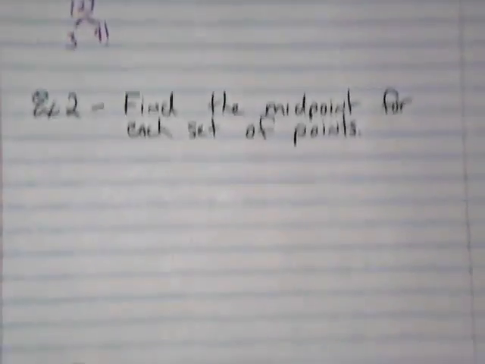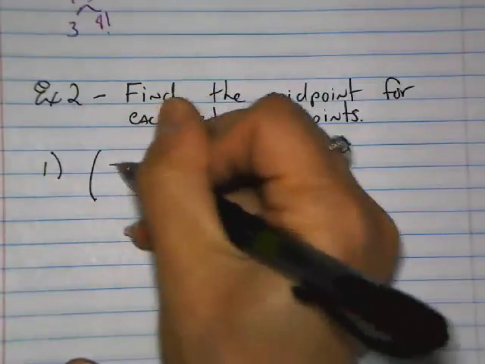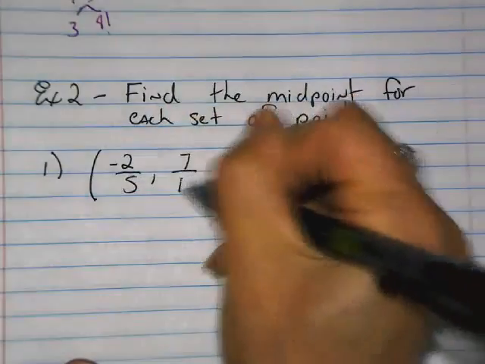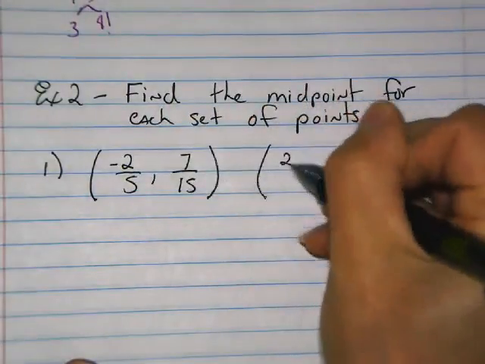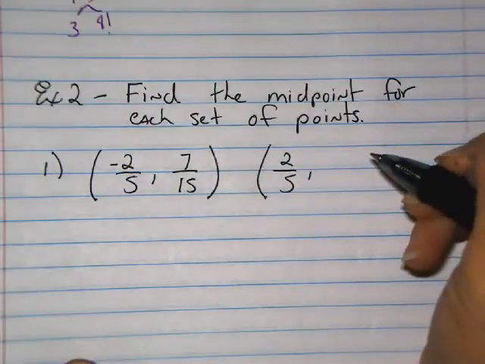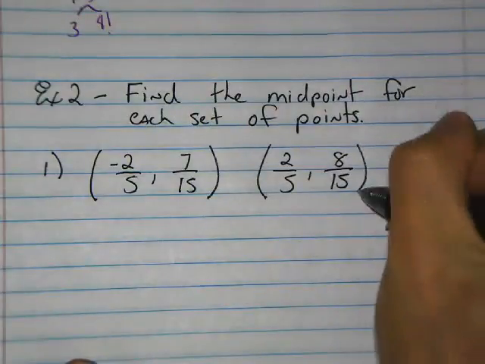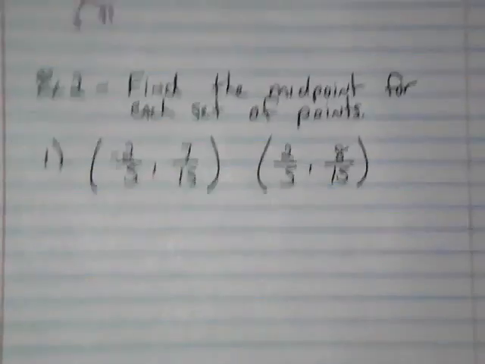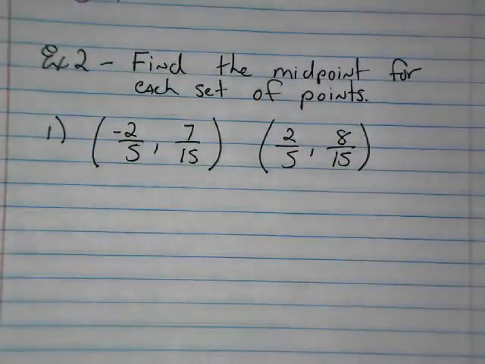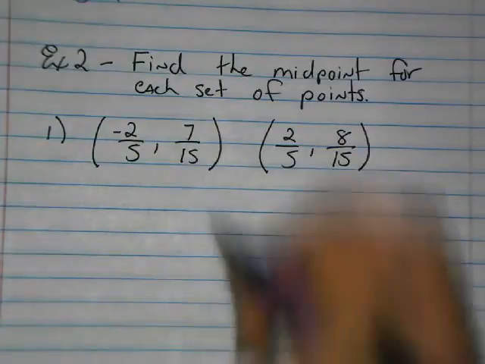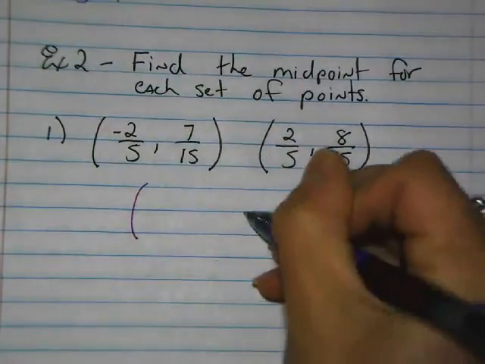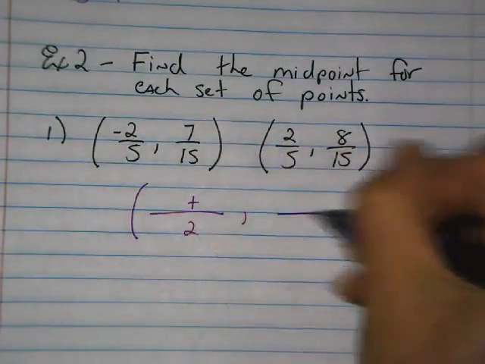So the first one, I've got negative 2/5 and 7/15, and 2/5 and 8/15. And then we're going to do a radical one. So my skeleton formula is the big set of parentheses, add, divide by 2, add, divide by 2.